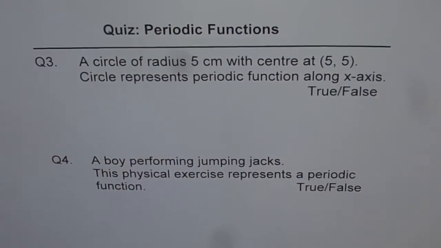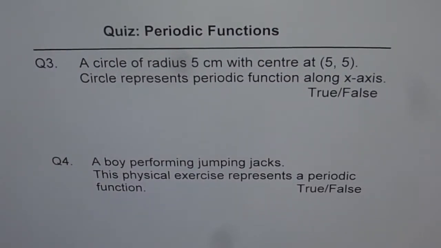Question number 3 and 4 on periodic functions. Question number 3 is, a circle of radius 5 cm with center at 5, 5. Circle represents periodic function along x-axis, true or false.